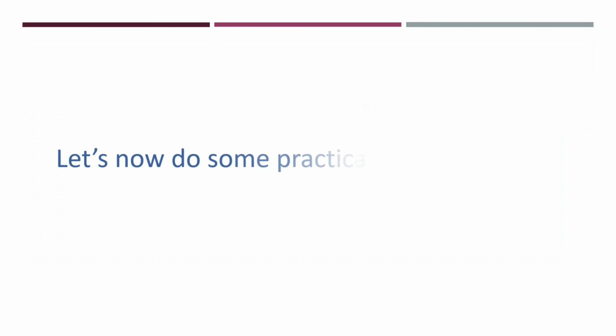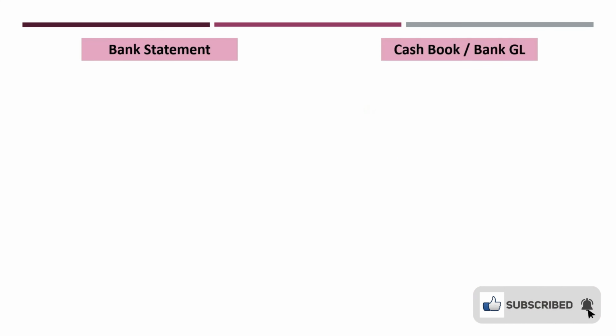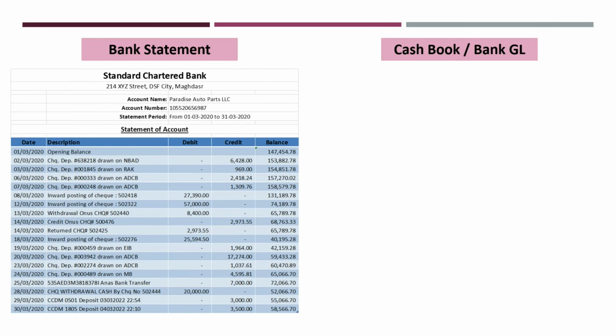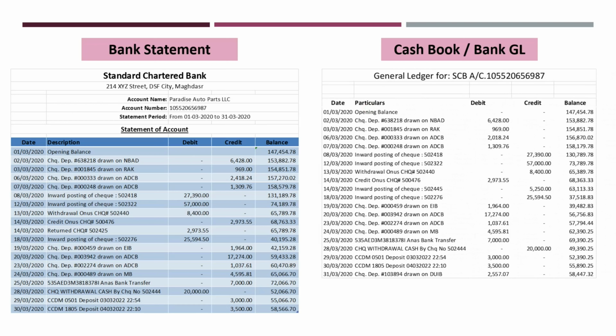Let's now do some practical on the topic. So at the first step, we need to get the copies of the bank statement and the cash book. So here is our bank statement, and this is our general ledger from our books of account. So one by one we will do matching the transactions.